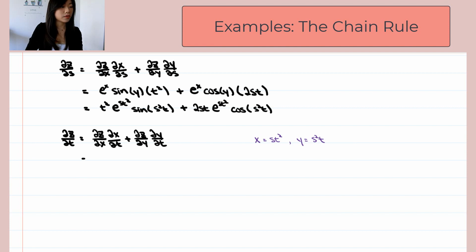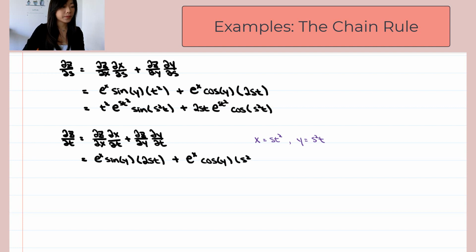So this also equals dz over dx, which is the same, so e to the power of x times sine of y, then times dx over dt, where x is s times t squared. So this derivative will be 2 times s times t. Then plus dz over dy, which is the same as the previous partial derivative. That's e to the power of x times cosine of y. Then times dy over dt, that will be s squared.